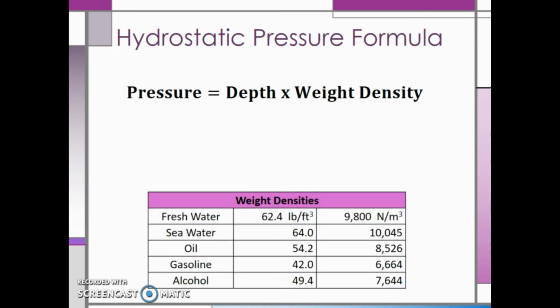In your notes and in this table, you see the weight density for some common liquids. In this table, the middle column is the weight density in the English system, and the right column is the weight density for the metric system.